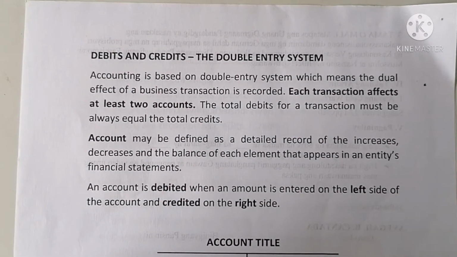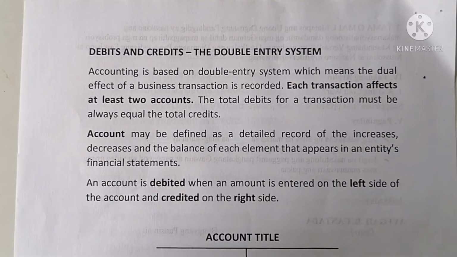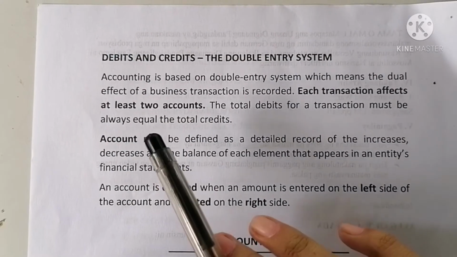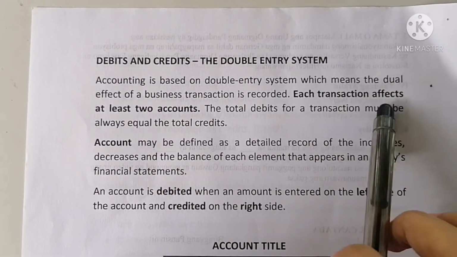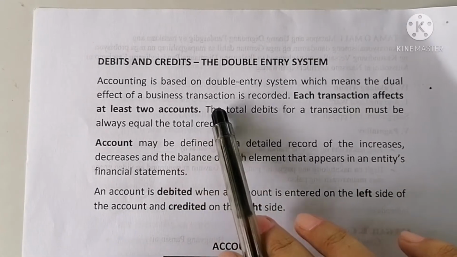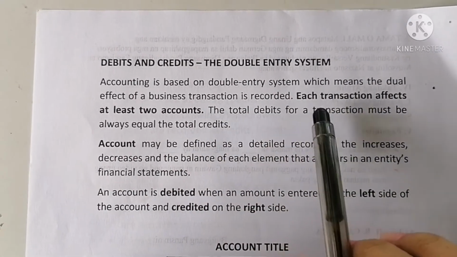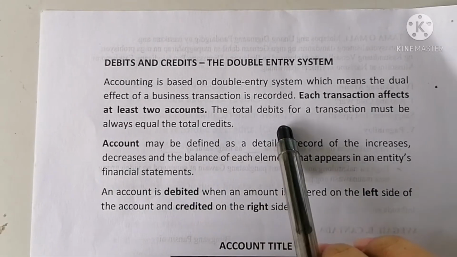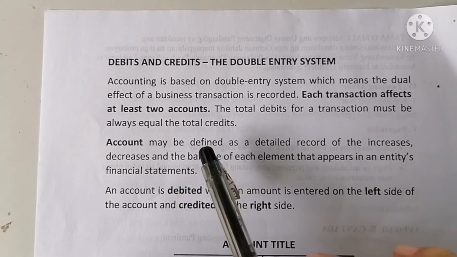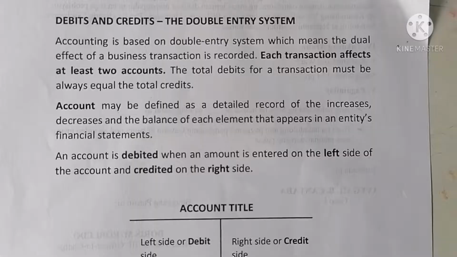For today's video, we're going to discuss debits and credits. Accounting is based on a double entry system, which means the dual effect of a business transaction is recorded. Each transaction affects at least two accounts. The total debits for a transaction must always equal the total credits.